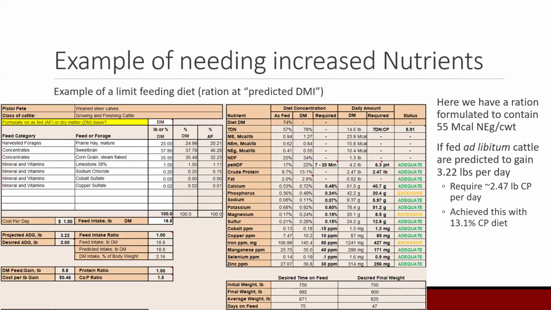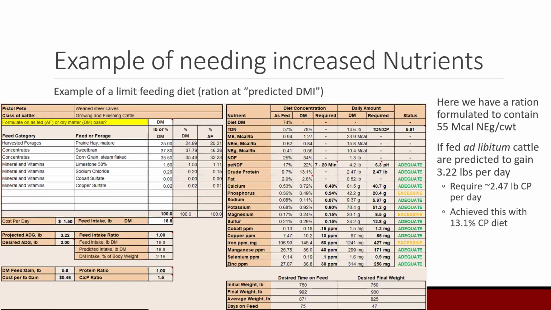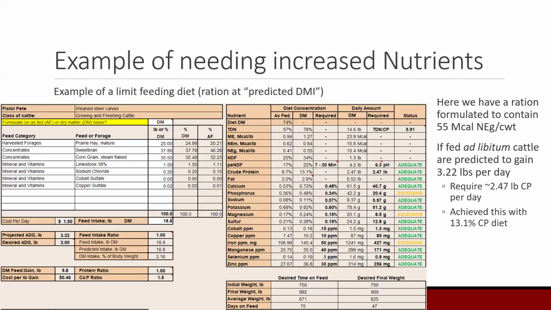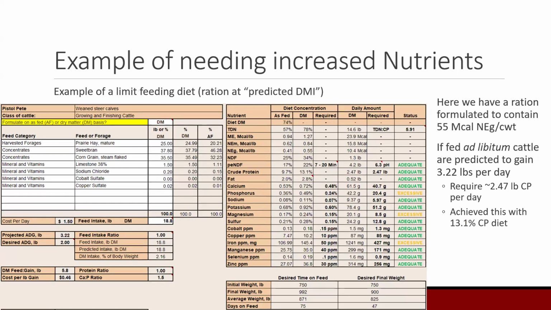So here, I formulated this ration to be 55 megacals of NEG. Now we're only 25% prairie hay. Before we were 61. Now we're 37.8% sweet bran. Before we were 28.5, so it went up almost 10 percentage units in sweet bran. Corn grain is now 35.5% of dry matter. Before it was 9. 1.5% limestone, 0.2 salt. So our minerals really didn't change.